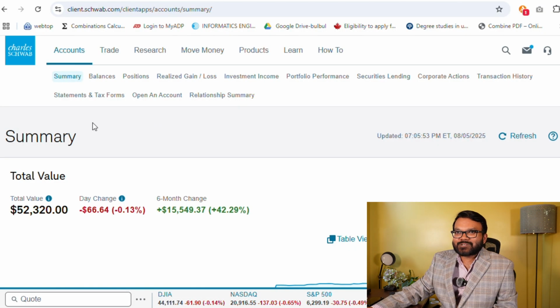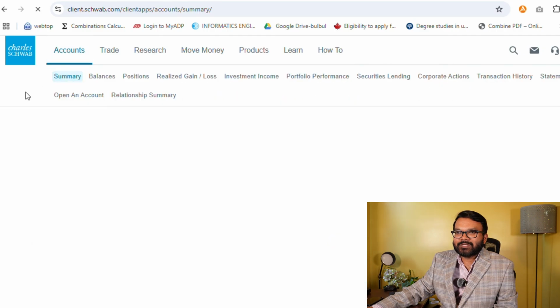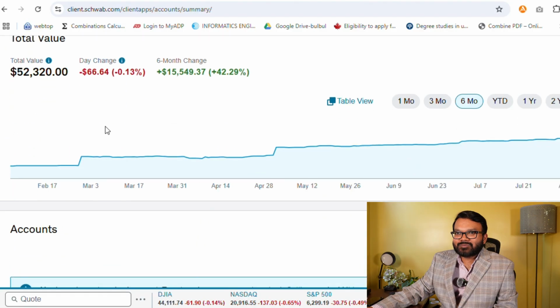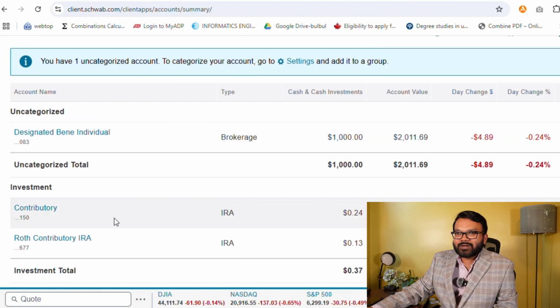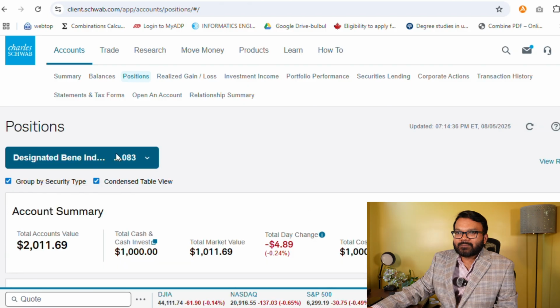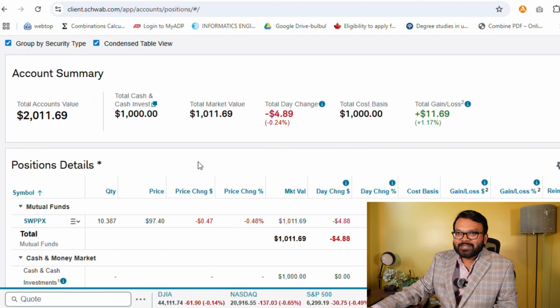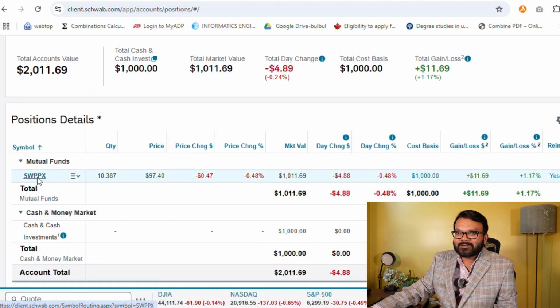Here you see on my screen that I have logged in to my Charles Schwab account. Now I go to Accounts, I click here, I click on Summary. So now here you see I have invested some money. I have 3 accounts in total where I put money, and then from those accounts I invest the money in S&P 500 index funds. So for example, I'm going to click on one of the accounts here, and then I'm going to take you to the S&P 500 index fund. You see SWPPX, and you click on here.